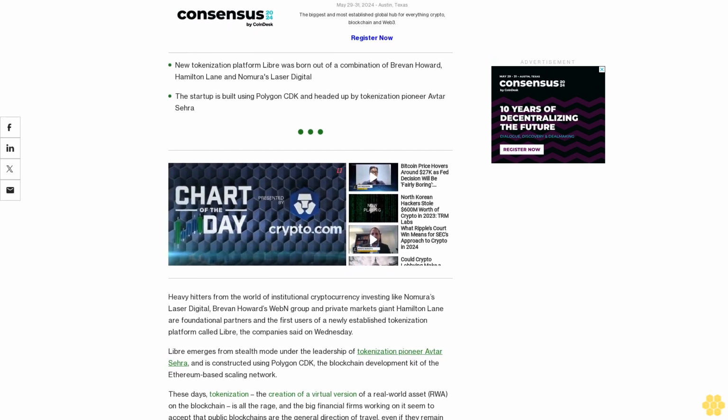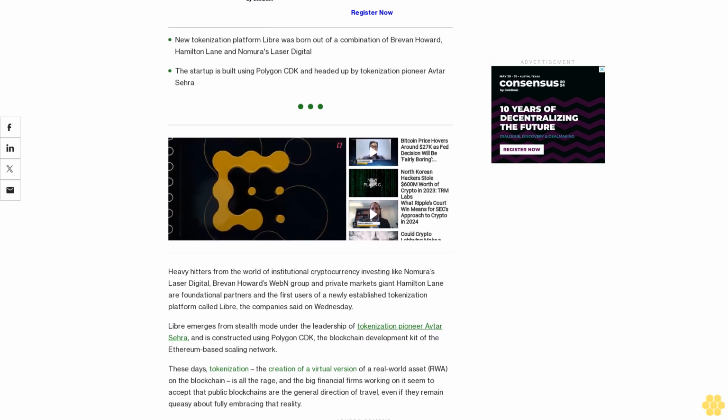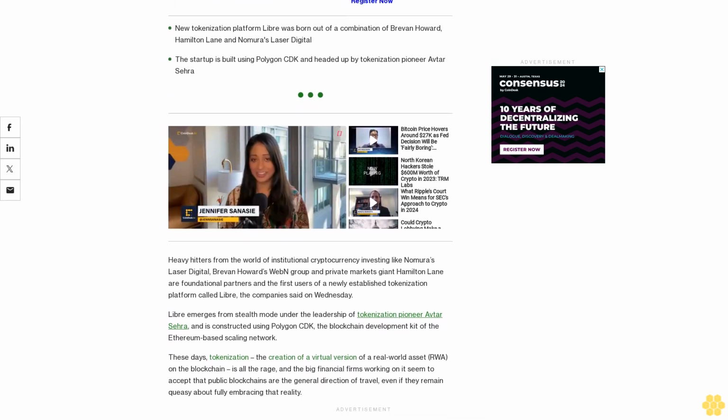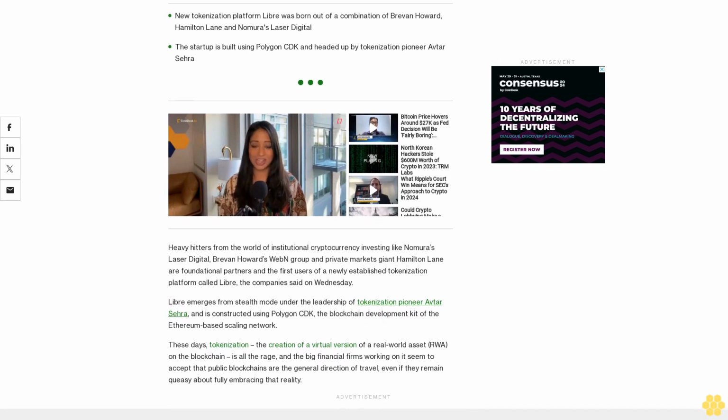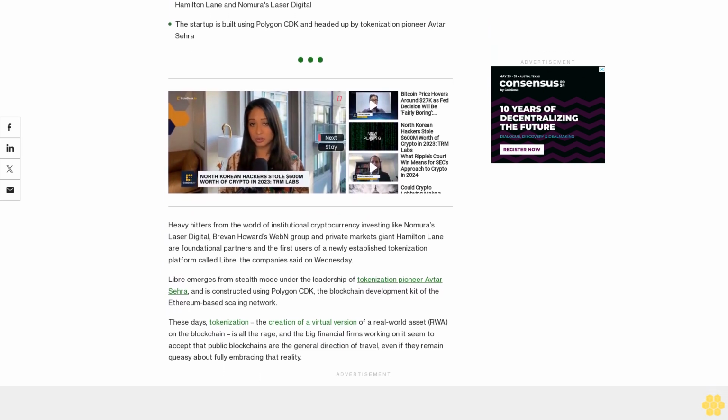These days, tokenization, the creation of a virtual version of a real-world asset (RWA) on the blockchain, is all the rage, and the big financial firms working on it seem to accept that public blockchains are the general direction of travel, even if they remain queasy about fully embracing that reality.